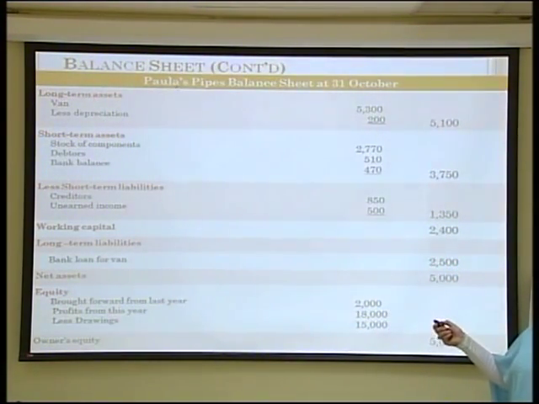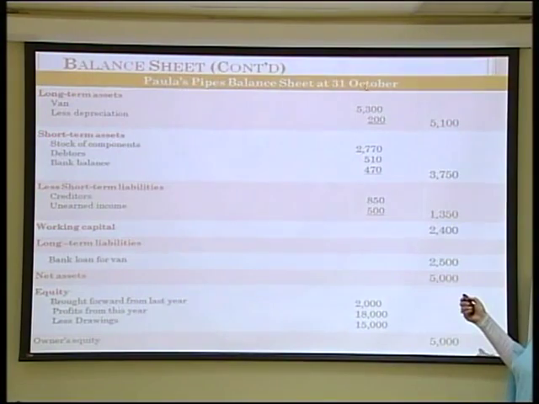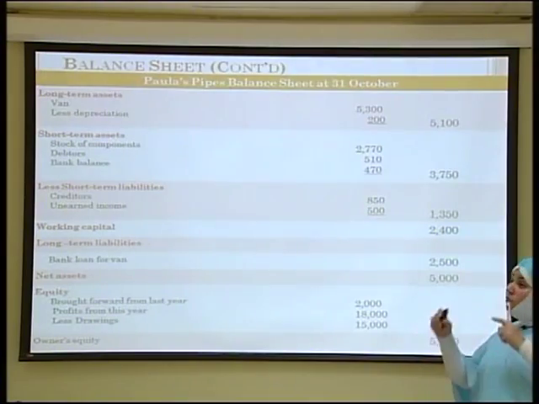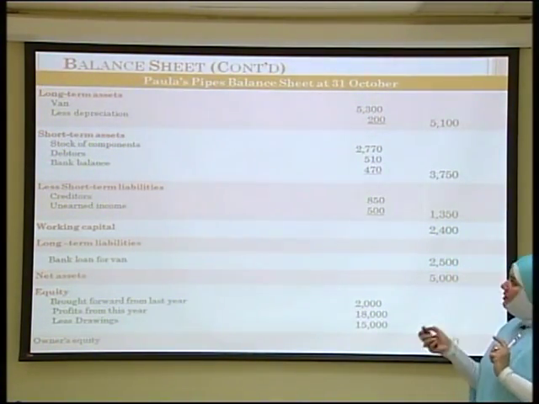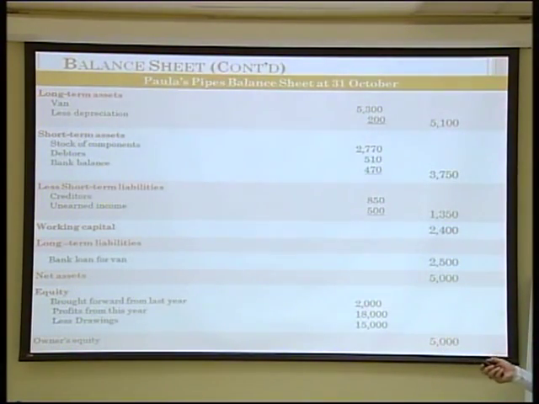So this is Paula's Pipes balance sheet as at 31st of October. Long-term assets: she has the van. A van as a long-term asset. Only a van. She does not own the building in which she works or anything. She owns only the van. The company owns the van. It's a service sector.